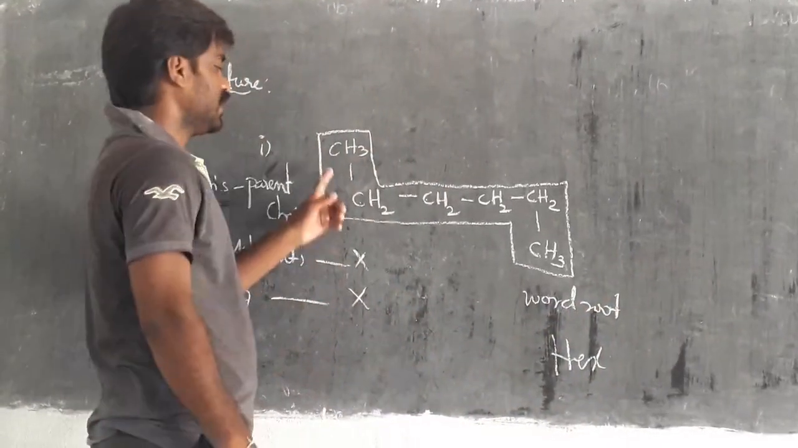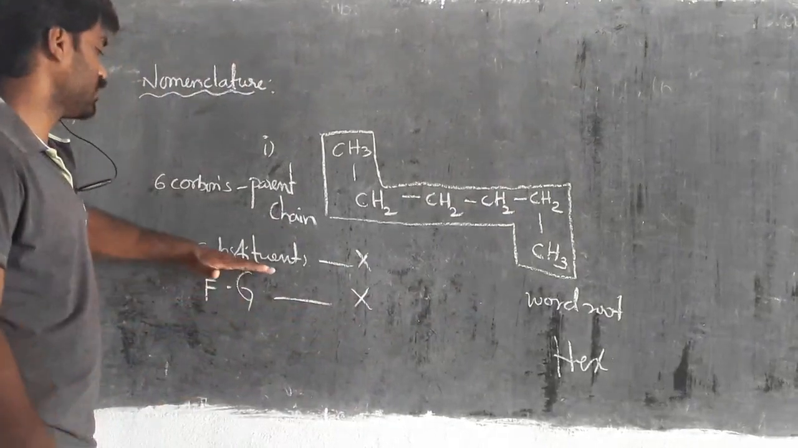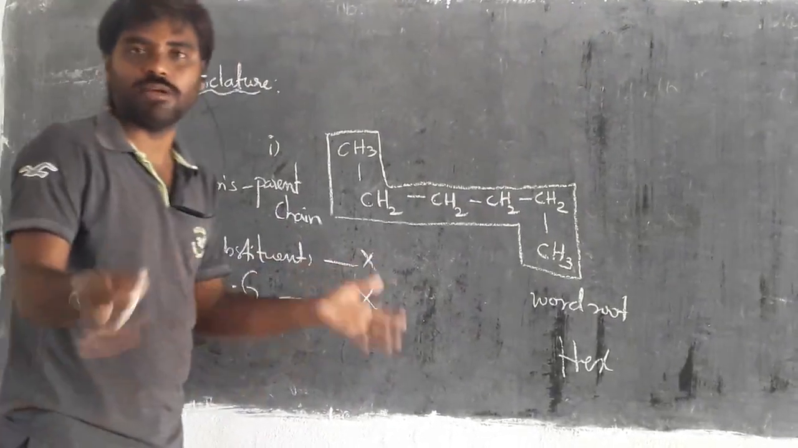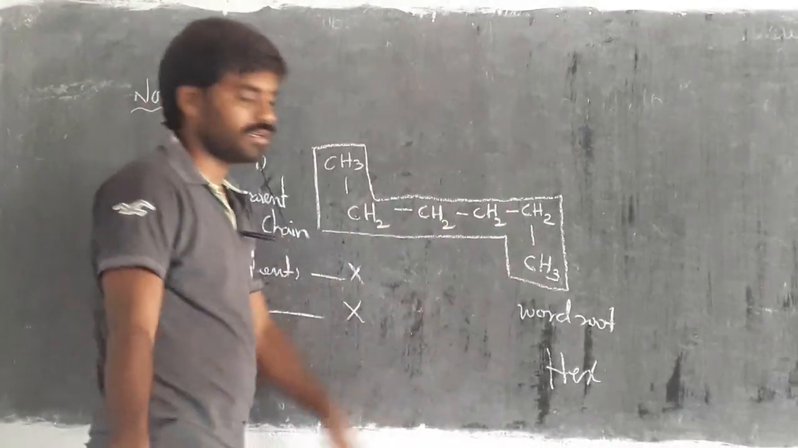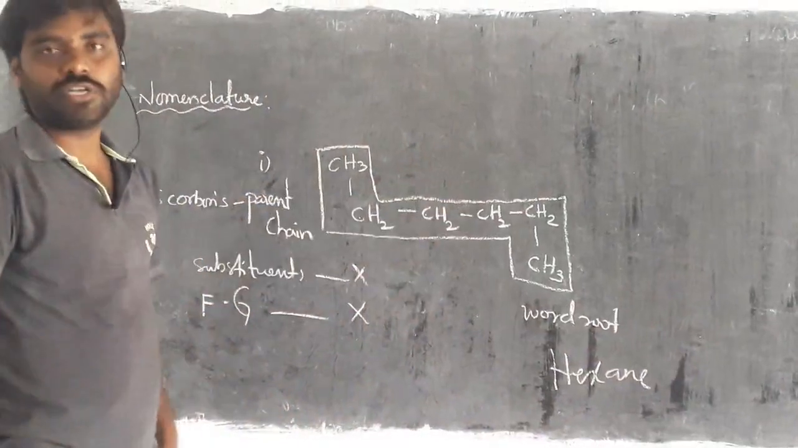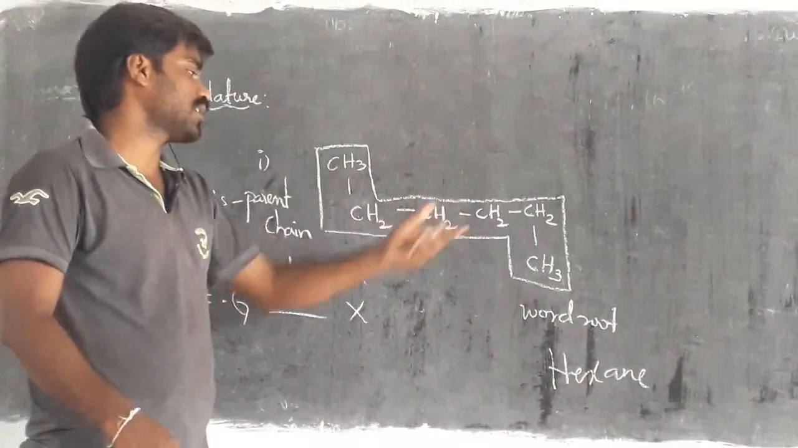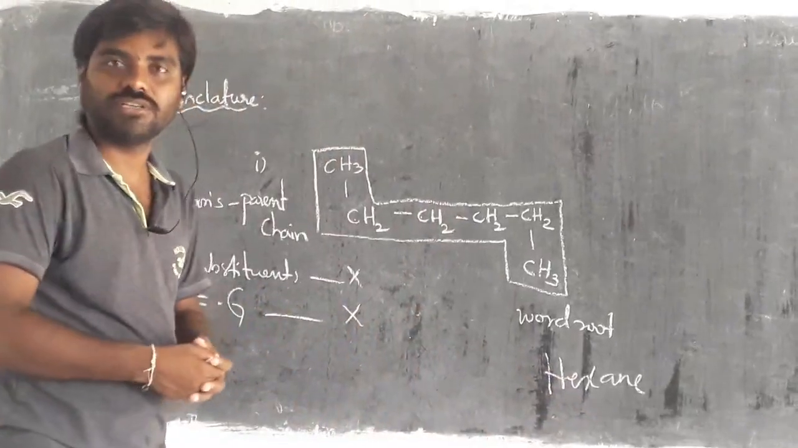hex. Is there any double bond or triple bond? No double bonds, no triple bonds. That means substituents are not there, functional groups are not there, and double bond, triple bond are not there. Then directly, what bond is present? Single bond is present. So the given molecule structure has the name hexane.